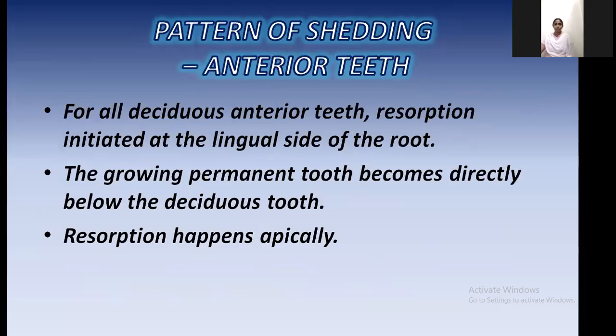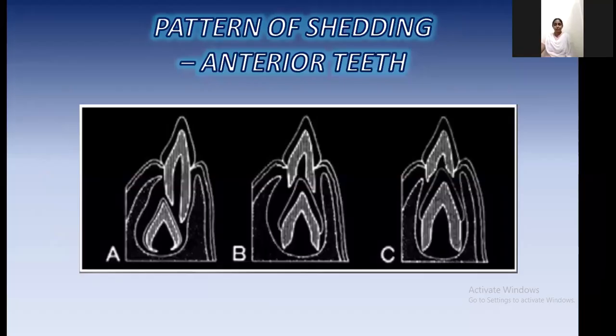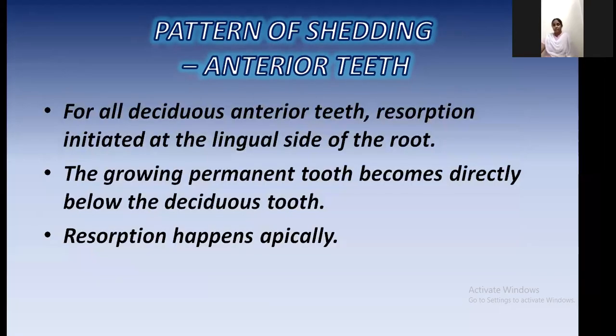Pattern of shedding in relation to the anterior teeth. For all the deciduous anterior teeth, resorption is initiated at the lingual side of the root. The growing permanent tooth becomes directly below the deciduous tooth. Resorption happens apically. Pattern of shedding in relation to anterior tooth is illustrated. The 3 points which were given are shown by the diagram.